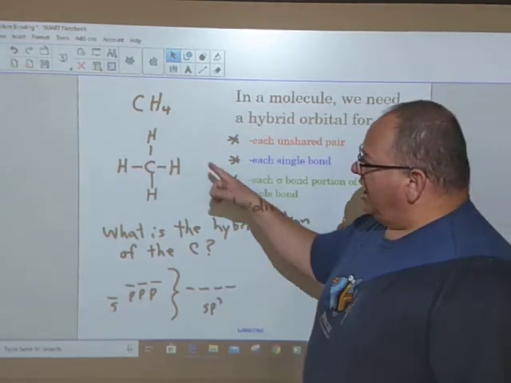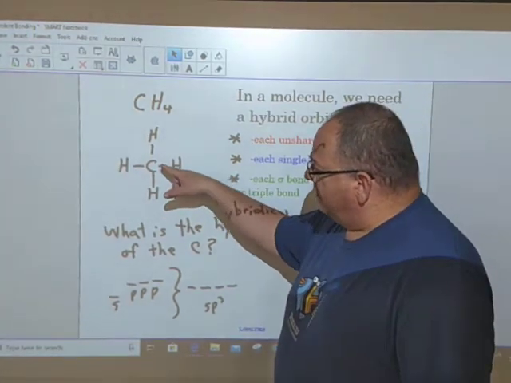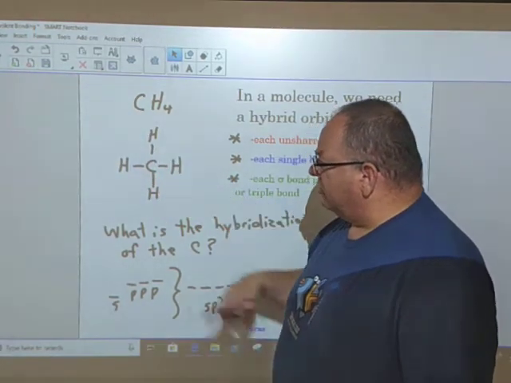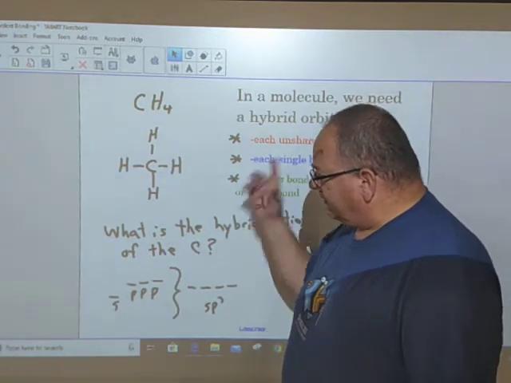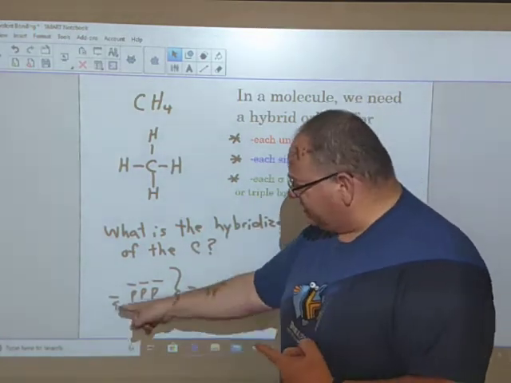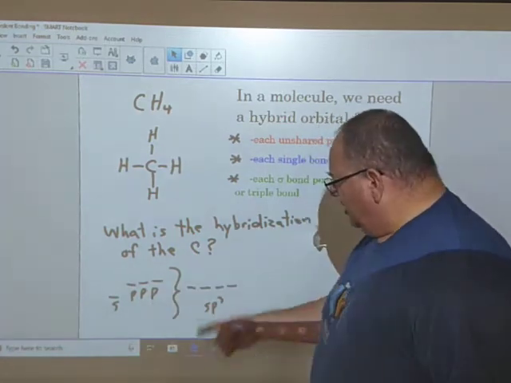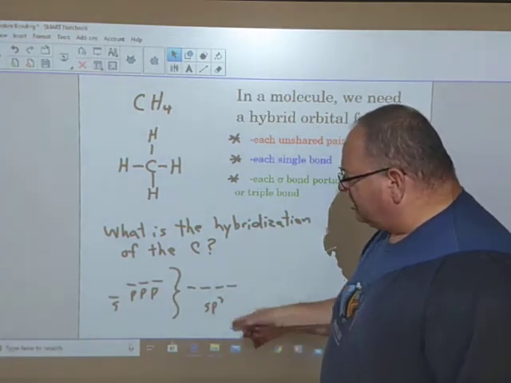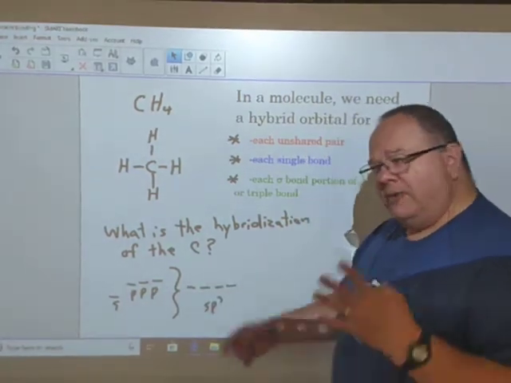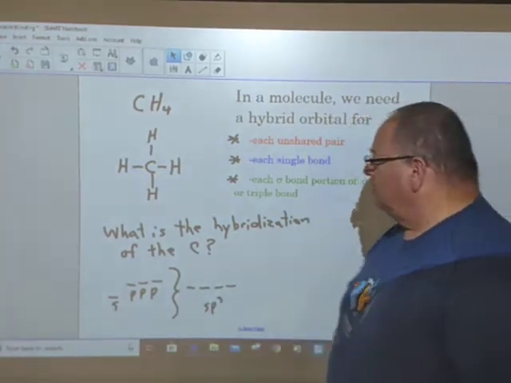So when I look at methane, on the carbon, I need 1, 2, 3, 4 orbitals, 4 single bonds. So 4 orbitals, I'm going to start with s, p, p, p. 4 orbitals in, I get 4 orbitals out. What's their character? They're sp3 hybrid orbitals. Let's try a couple.